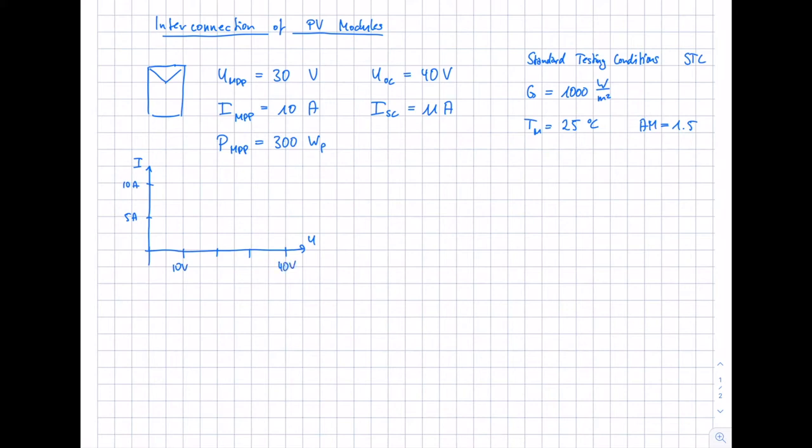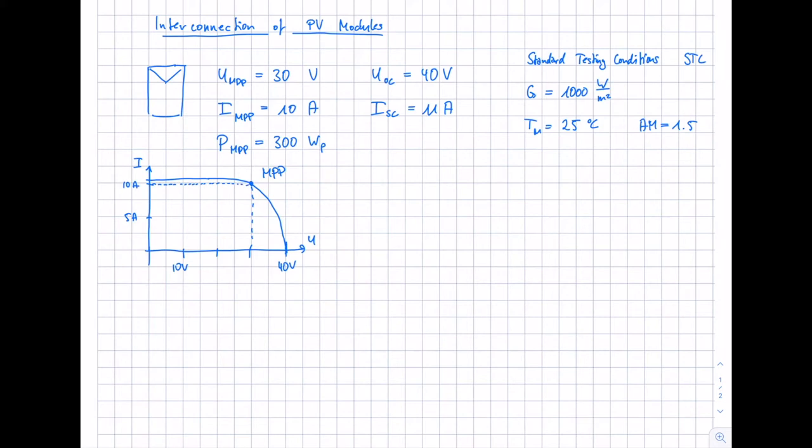So what do we have? We have the MPP. The MPP is over there. We have the UOC, and then that is ISC, and that is the slope of the curve, of the IV curve, the characteristic. So that is here, that the MPP, the maximum power point, with 10 amperes and 30 volts, and that is the slope of our curve.